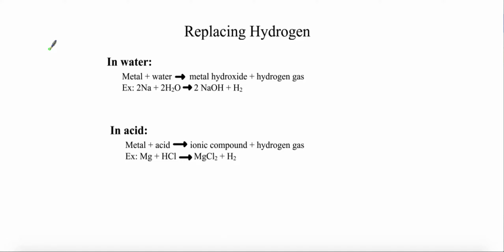So when you react a metal with water, you are going to form some iteration of the metal hydroxide and hydrogen gas. So your products are typically always going to be the same when reacting a metal with water. It's just a matter of adjusting the metal hydroxide to the very specific metal that you have.